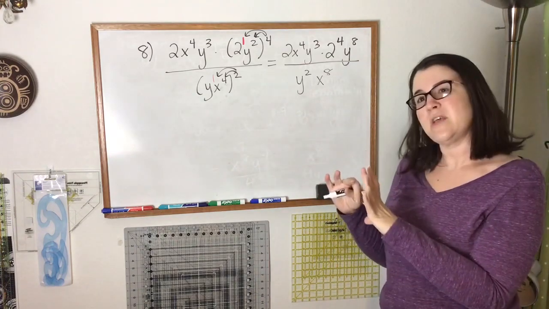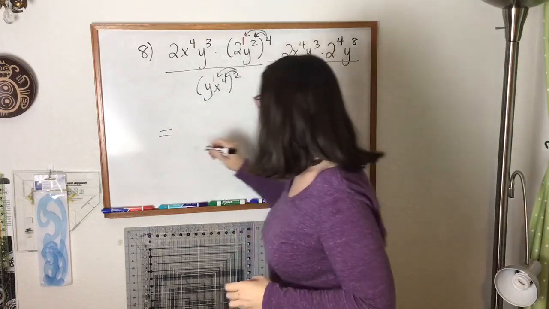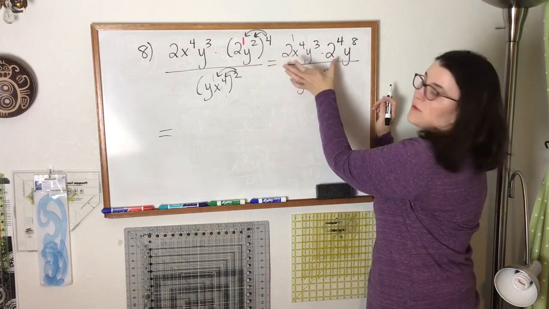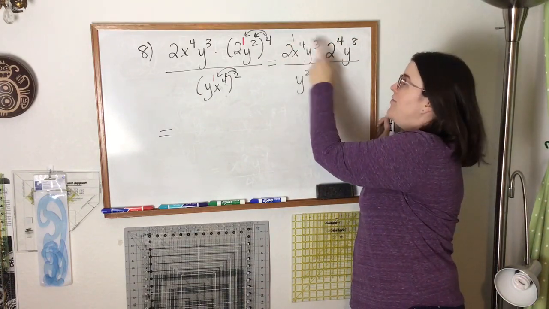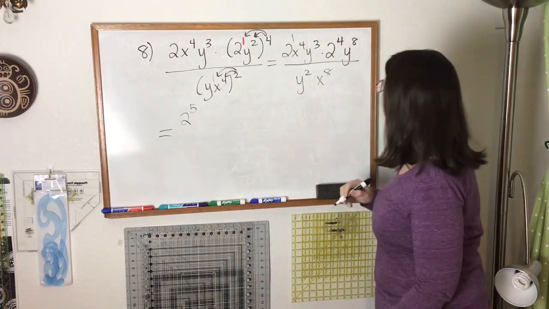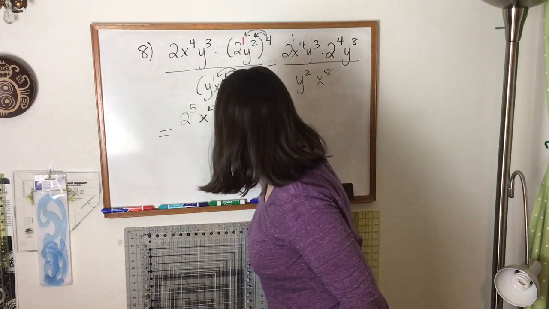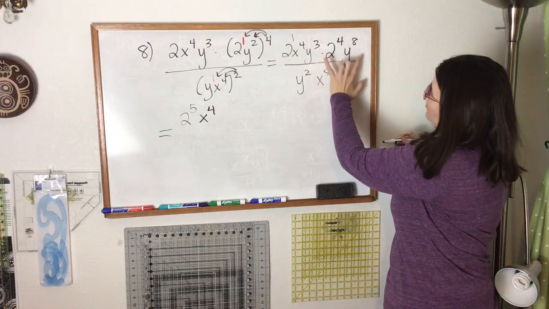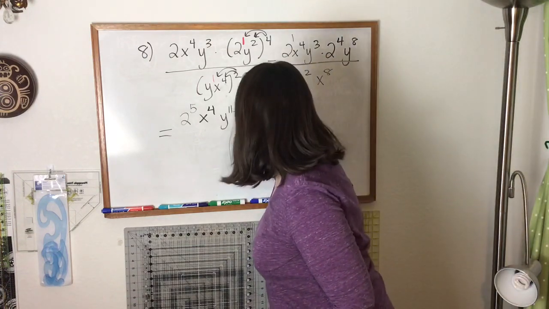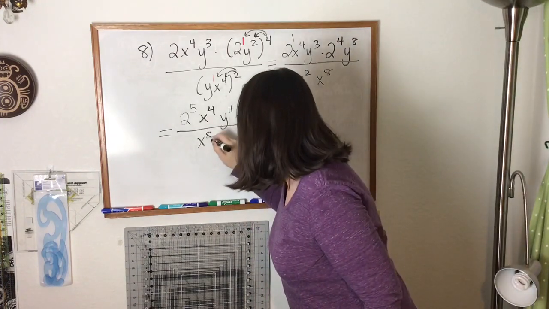Now, I'm going to treat the top and the bottom separately, and then I'm going to bring them back together. I'll start with just the top. This is a 2 to the 1st, and this is a 2 to the 4th. Even though they're 2's, I'm allowed to add the exponents. So that gives me 2 to the 1 plus 4, which is 5. x doesn't have anyone to combine with on top, so it's just x to the 4th. y has y to the 3rd and y to the 8th, which is 11. On the bottom, I still have x to the 8th and y to the 2nd.